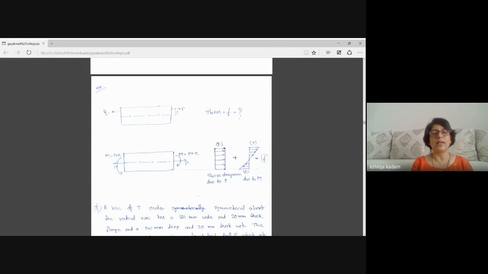I am applying force P on both the sides. But this time I am putting my force at some eccentricity E from the neutral axis. And I have to find out how much will be the stress. So what does your common sense say: will the length of the beam increase only, or will it bend also?